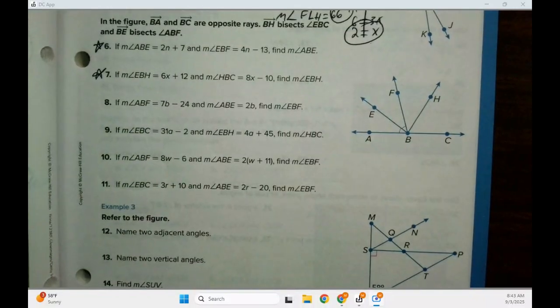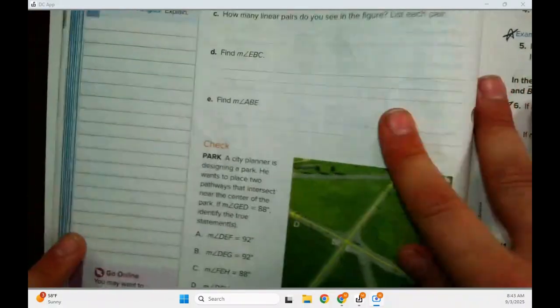So, what questions do you have about any of these special angle pairs? Okay. As you guys are writing that, I'm going to flip the page. We're just going to do one problem example together. And then I will get you going on the check your understanding stuff.